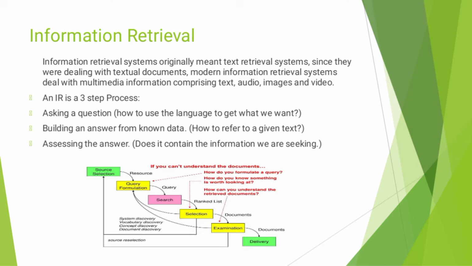Here I have given one diagram, that is the information retrieval cycle. The first process is source selection, which sends the resource to query formulation. Query formulation sends the query to search, then search connects with selection by ranked list, then selection connects with examination by document, then examination connects with delivery by documents. Examination, selection and search all give data back to query formulation, and finally there is source reselection of all documents. This is the information retrieval cycle.